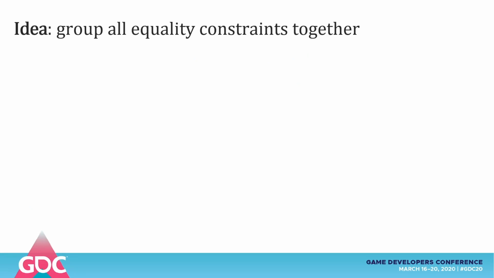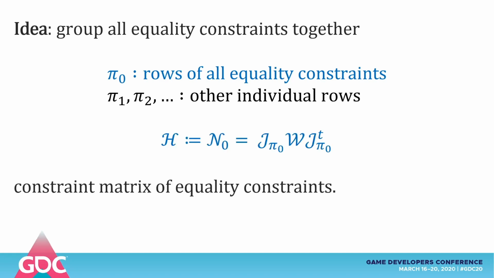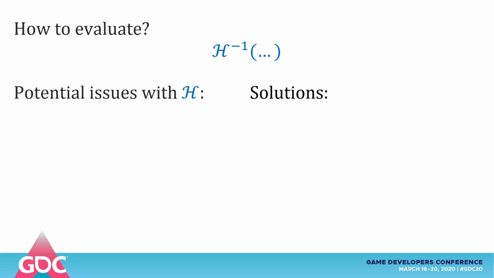Consider this idea. What if we grouped all the equality constraints together in the partition? So the subset pi 0 contains all the rows of the equality constraints, and other subsets contain individual rows. N0 is then a large square matrix, the constraint matrix of equality constraints. We denote this matrix using H. H stands for holonomic. We need now to evaluate the inverse of H times a vector, but there are some obstacles to do that. H may not be invertible.